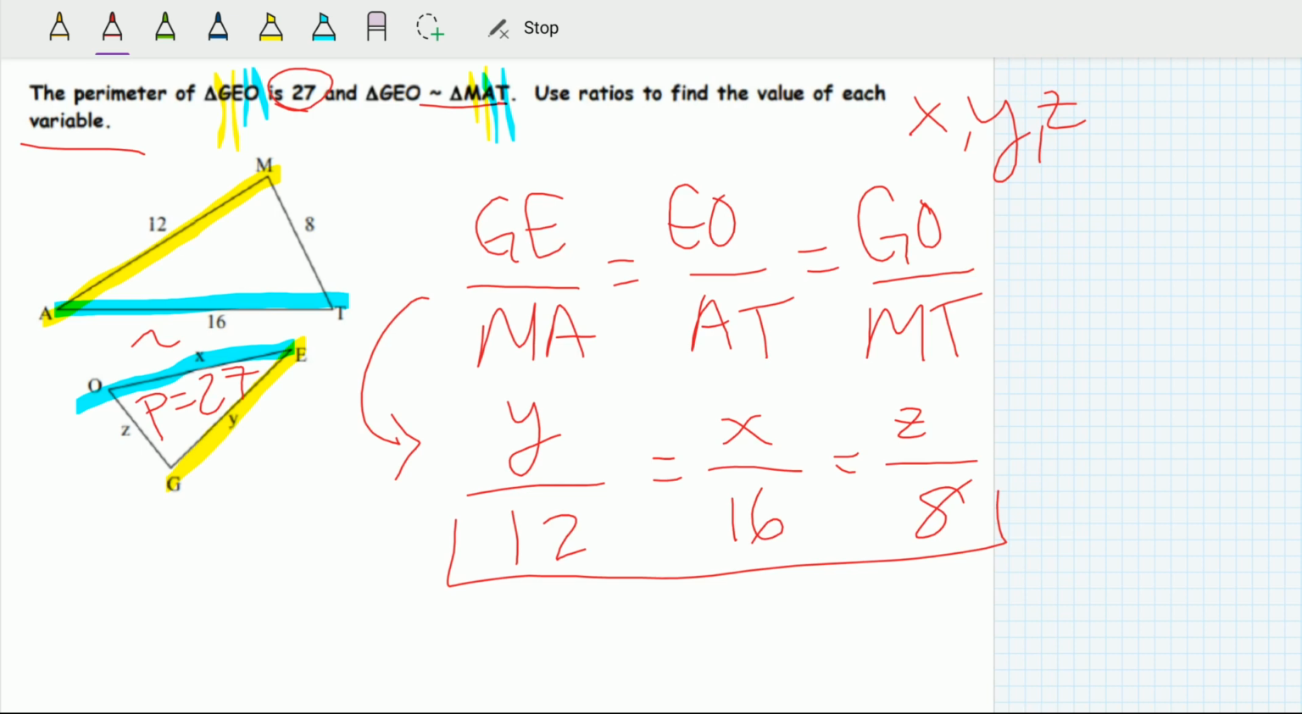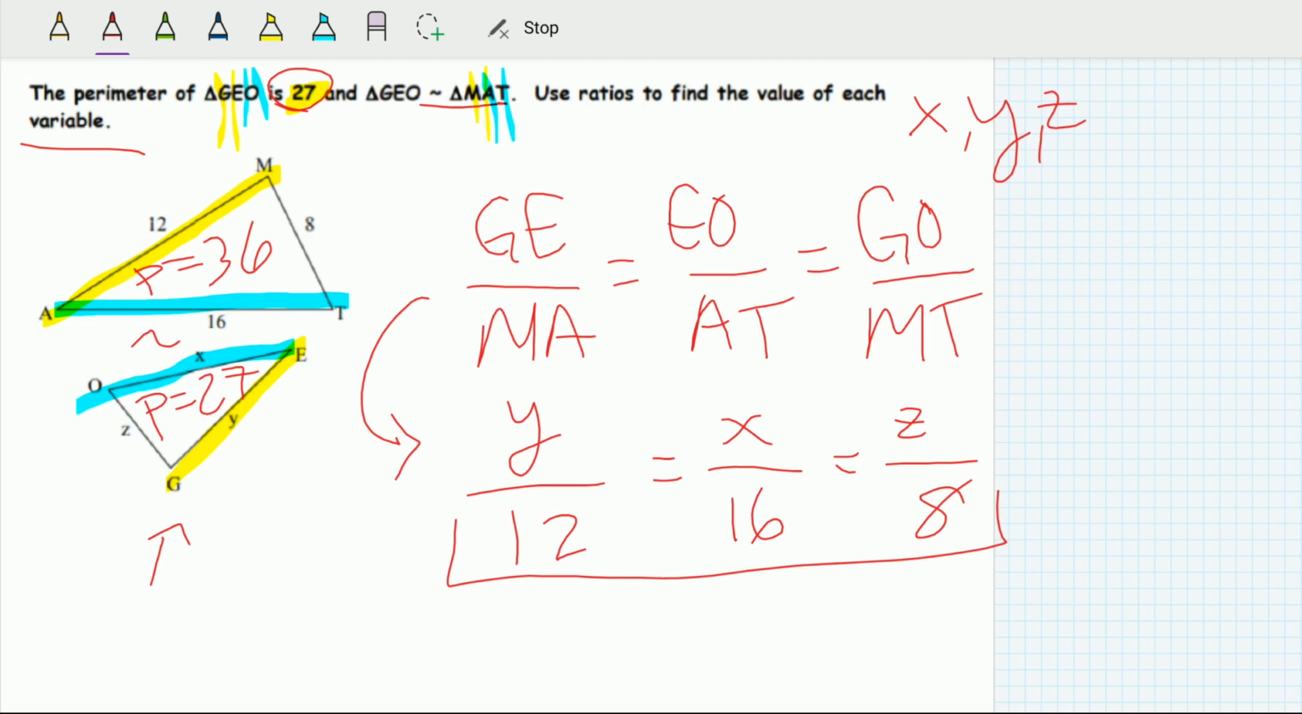So if I choose two fractions, I'm always going to have two variables in there. So that's basically impossible to solve. What that means is I need to use the perimeter. I was given the perimeter of the smaller one, but I can easily figure out the perimeter of the big one by just adding those numbers, right? So it'll be 12 plus 8, which is 20, 20 plus 16, that's going to be 36.